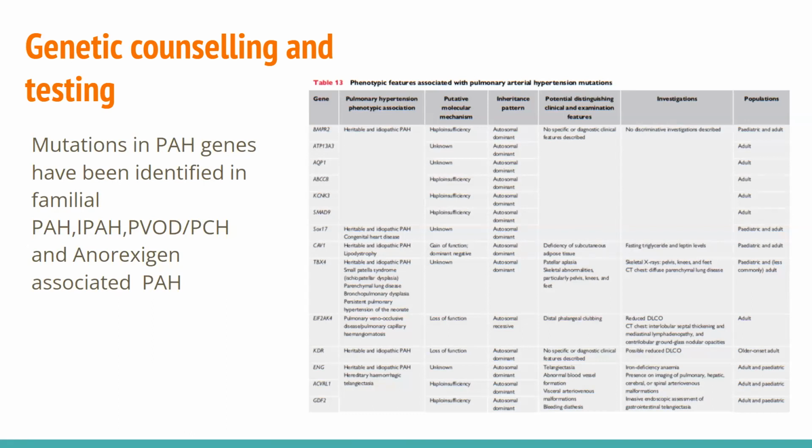The other test is genetic counseling and testing of these patients. Mutations in pulmonary artery hypertension genes have been identified in familial pulmonary artery hypertension, idiopathic PAH, pulmonary veno-occlusive disease, pulmonary capillary hemangiomatosis, and drug and toxin associated pulmonary artery hypertension.